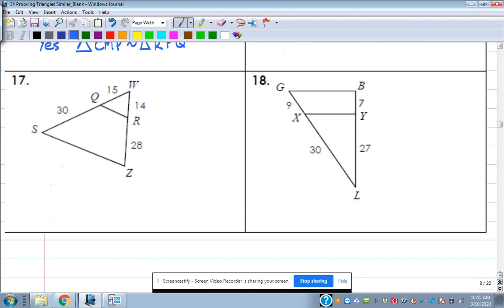17. Do we have the included angle? Yeah. Where? It's W. Yeah, it's the one that's shared there. Are the ratios the same? 15 over 45 and 14 over 42. That's the same. Yes. So triangle RWQ is similar to ZWS.